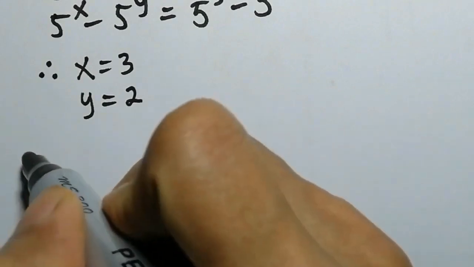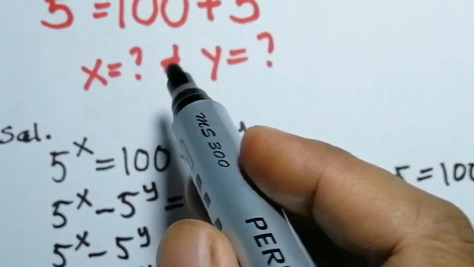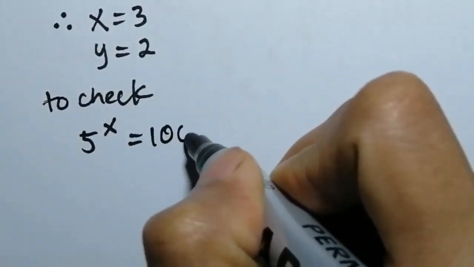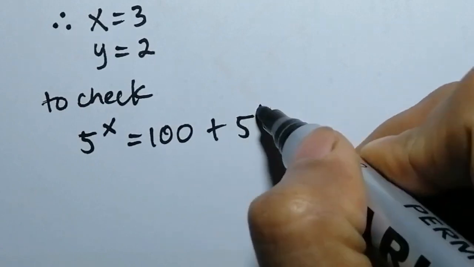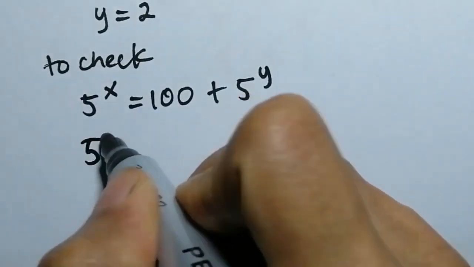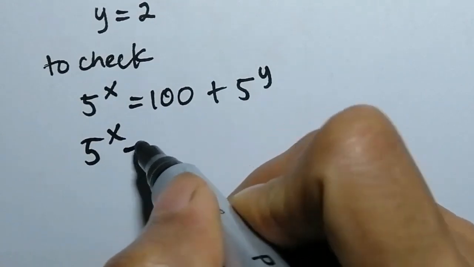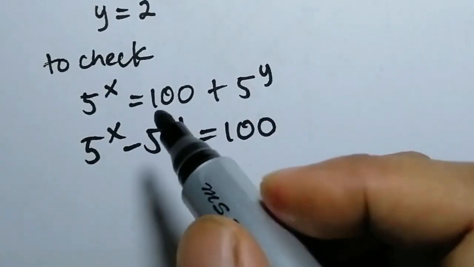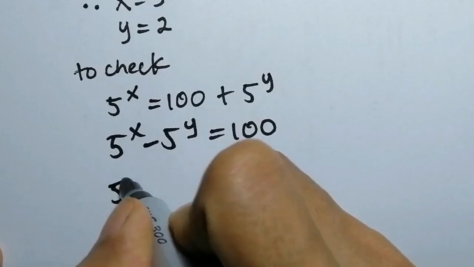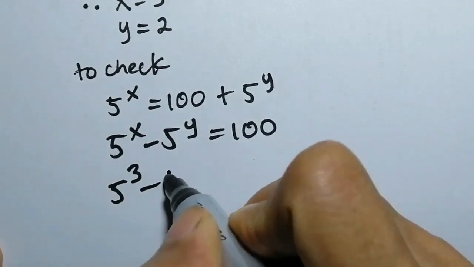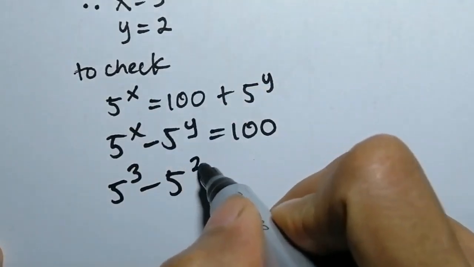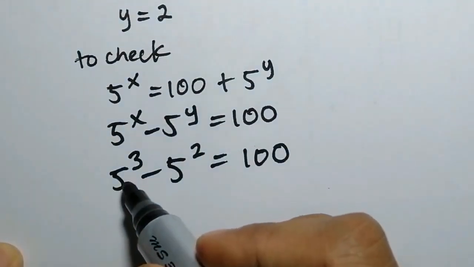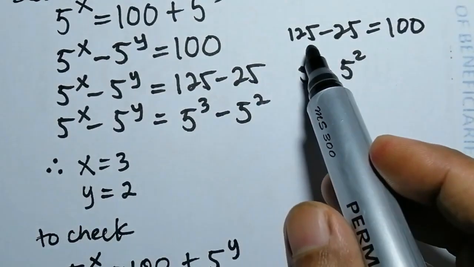To check, we're going to use this equation: 5 to the power of x is equal to 100 plus 5 to the power of y. Then we transpose 5 to the power of y, and it becomes 5 raised to x minus 5 raised to y is equal to 100. Now the value of x is 3 and the value of y is 2, so 5 raised to 3 minus 5 raised to 2 is equal to 100. Then 5 cubed is 125.